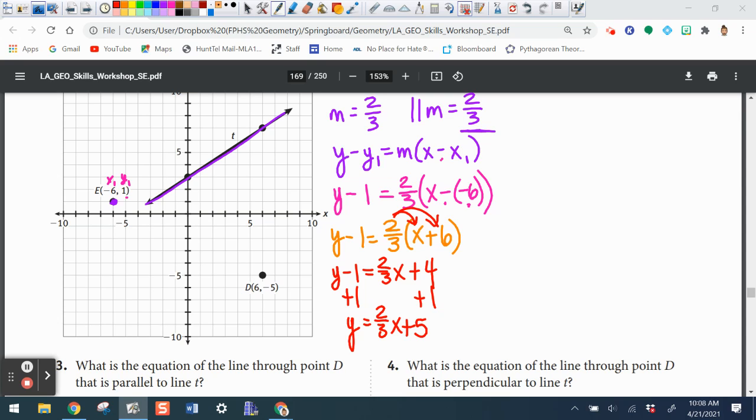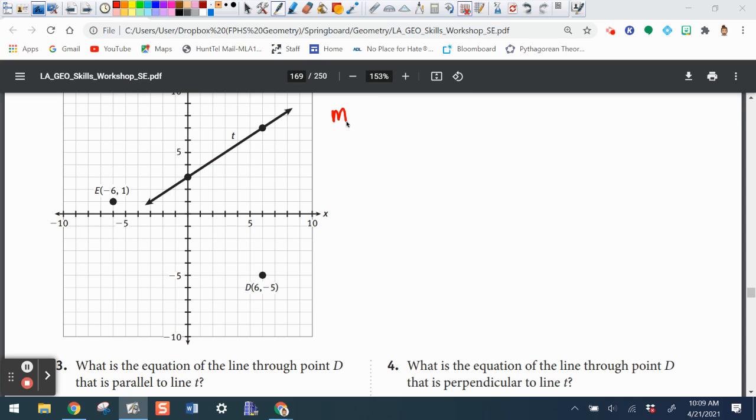Now the last one, I don't even believe I need to scroll down to it. I imagine it's the equation of a line through point E that is perpendicular to line T. So we're going to approach it the same way we did item 4. So if the slope of line T is 2/3, then we're going to use a perpendicular slope for our new line. Again, if our original slope was positive 2/3, our perpendicular slope will be -3/2. And we're going to go with point slope again. So I'll relabel this if you need me to. -6 is x1, 1 is y1.